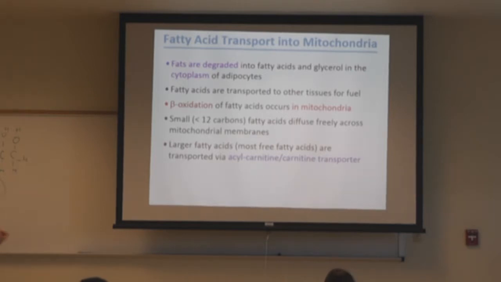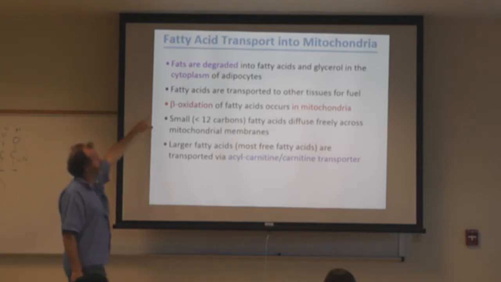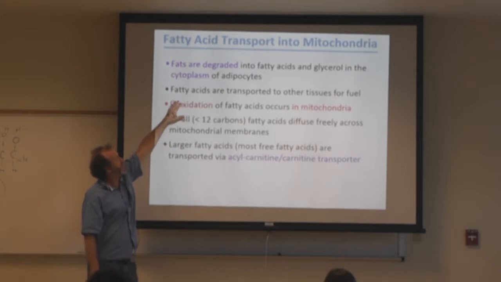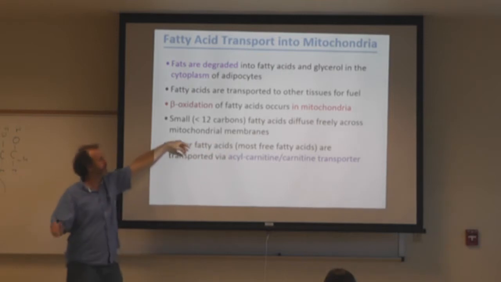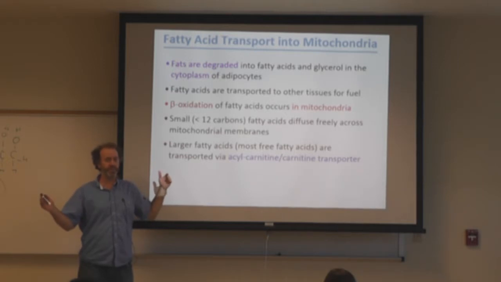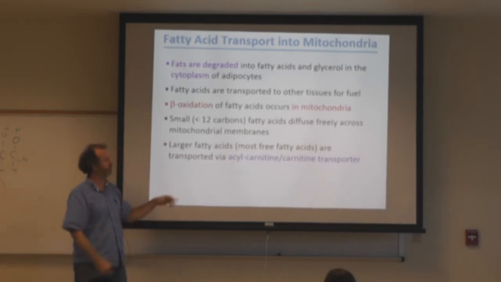So, fatty acid transport in the mitochondria. These acyl-CoA molecules can't cross the mitochondrial membrane. They can be transported to the mitochondrial membrane, but there's a transport system to get them into the mitochondria. And that's where beta oxidation takes place, where you're extracting energy from these fatty acids. Fats are degraded into fatty acids and glycerol in the cytoplasm. Fatty acids are transported to other tissues for fuel. Beta oxidation occurs in the mitochondria. Small fatty acids can diffuse freely, but not the larger ones. Anything above 12 carbons has to be transported into the mitochondria.